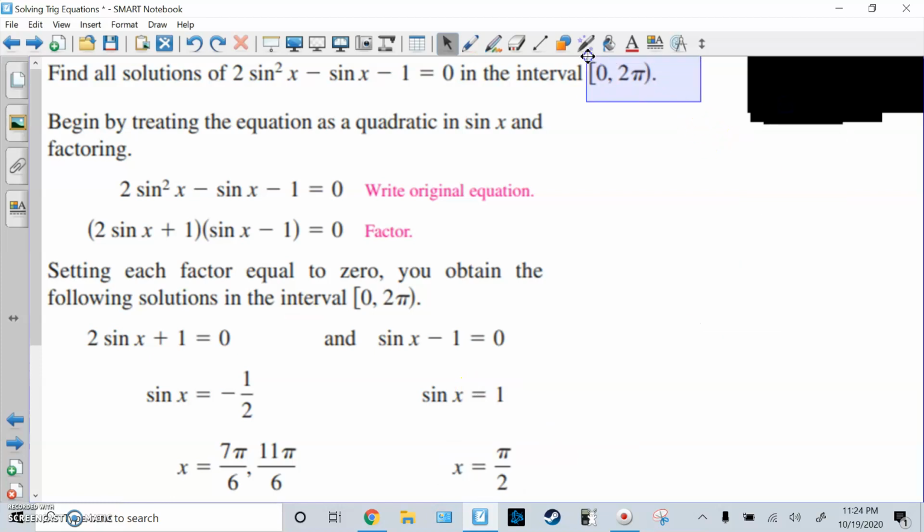Now this one always says interval 0 to pi. If I want all solutions, I'd add plus 2 pi n to all three of these really.